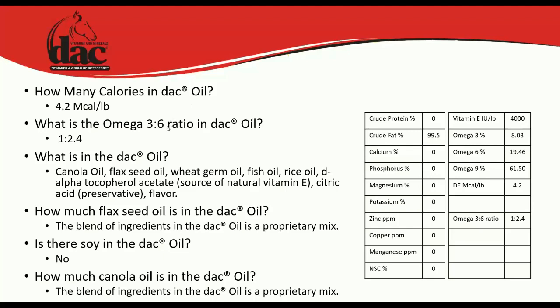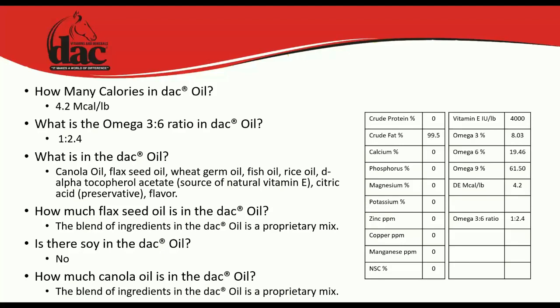People will sometimes ask, well, why don't you list magnesium? Or this is one I get all the time: how much potassium is in the DAC oil? None. How much phosphorus? None. Calcium? None. It's 99.5% fat. That 0.5% is what we call ash. It's just minor impurities. There's 4,000 IUs of natural vitamin E per pound. A pound is a little over 2 cups.